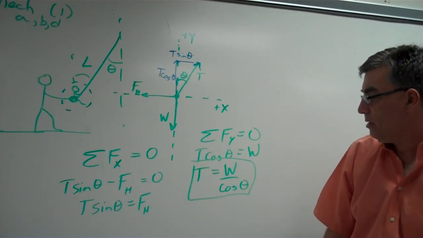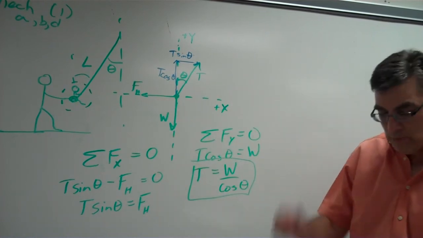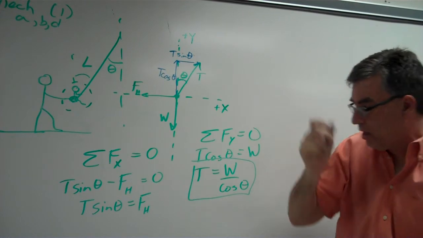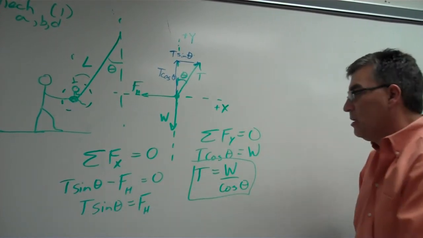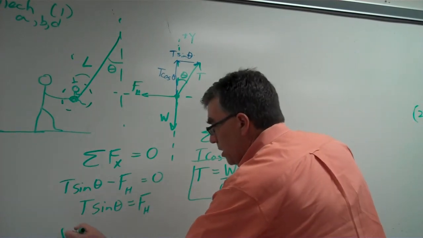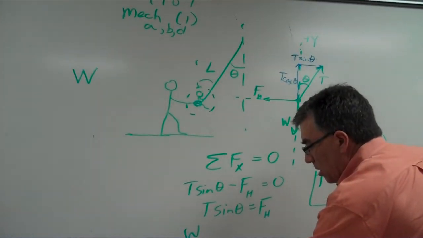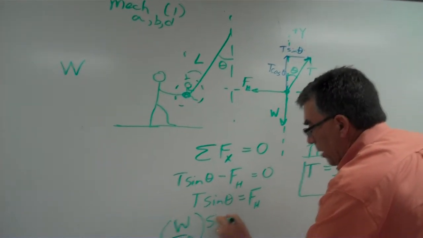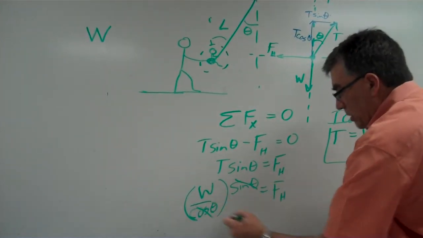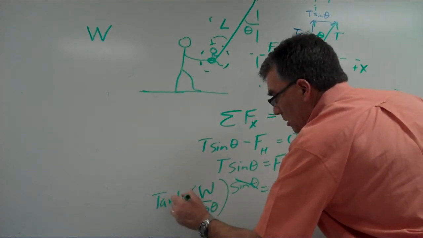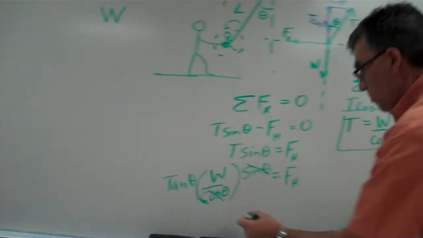That's pretty easy. So now I need to find my horizontal force. Part B asks, what's the horizontal force exerted by the adult? Well, I just found T, and I know the horizontal force is T times the sine of theta. So I can substitute over here, W over the cosine of theta times the sine of theta equals F_h. So therefore, sine over cosine equals tangent of theta. So my horizontal force is W times the tangent of theta. Well, that's pretty neat.